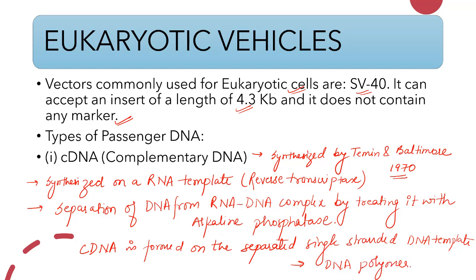Means the first step is, with the help of reverse transcriptase enzyme, the RNA will act as a template, and then with the help of reverse transcriptase enzyme, a complementary DNA, or cDNA, is made. The cDNA is treated with alkali so that it can digest the messenger RNA. And then again with DNA polymerase, the complementary DNA strand becomes double stranded. Okay, so it is like that.